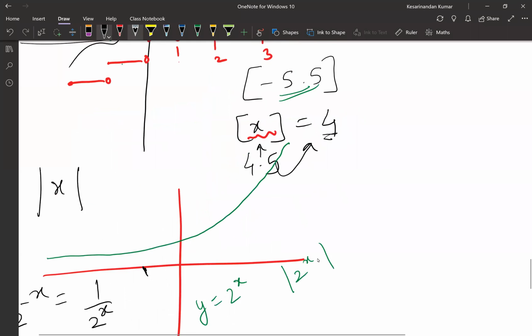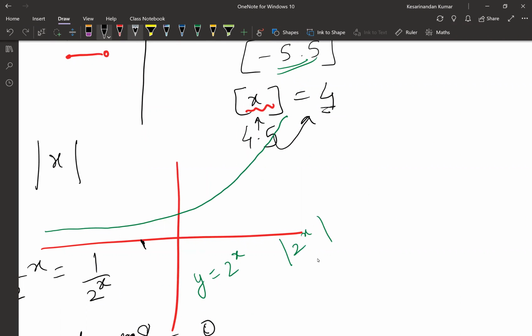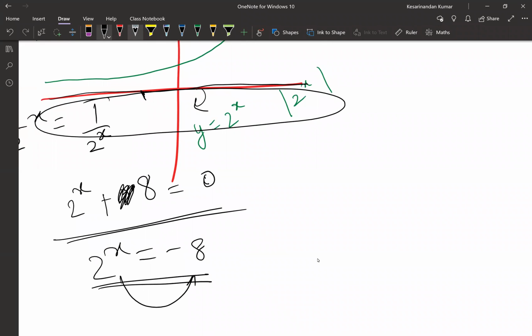Please understand, for any exponential value, this is your x-axis. There's no value below the x-axis. That means no value will be negative. And the next question I gave you was to find a value where this is negative, and I received 3 answers. Did you guys understand how the exponential function works?